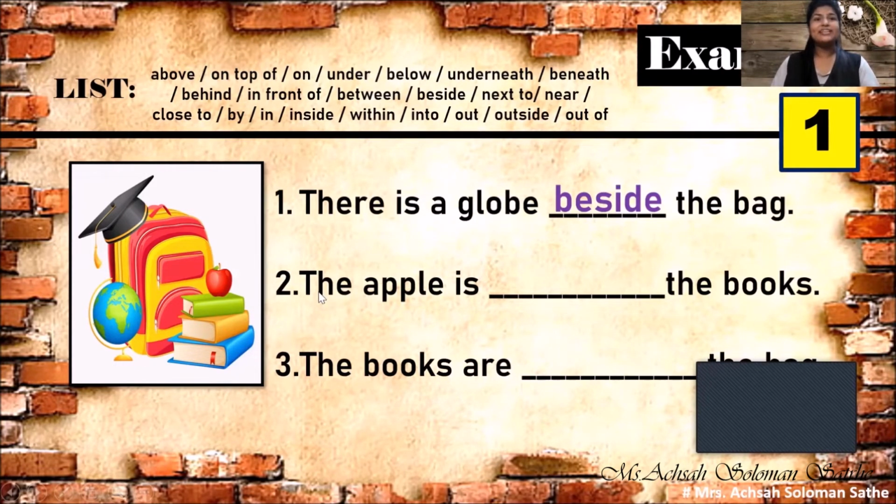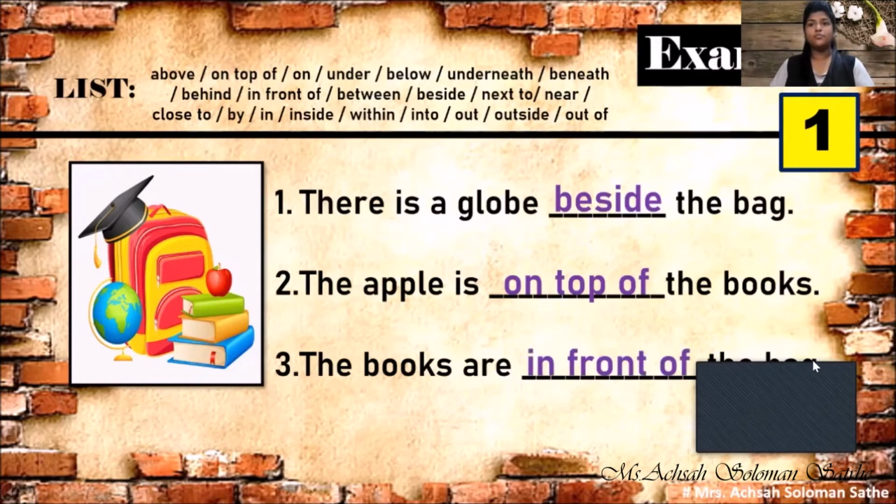All right, next. The apple is at the very top. The apple is on top of the books. Can we use this, on top of? All right. Yes, we can use on top of. We can use on also. The apple is on the books. Okay. So we can use that. On top of sounds better. So then next, the books are, what is it in relationship with the books?